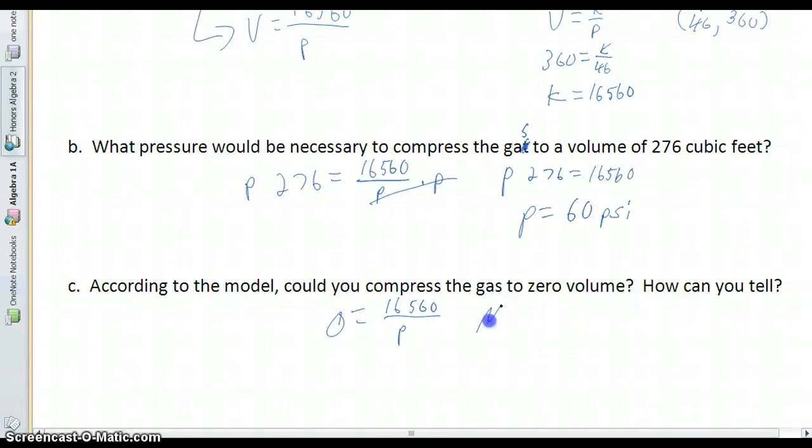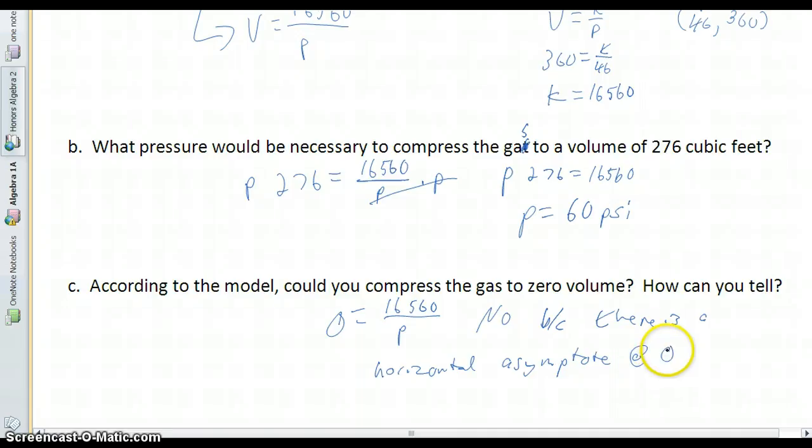Well, the answer is no, and that's because there is a horizontal asymptote at 0. I can't divide 16,560 by anything in order to get an answer of 0.